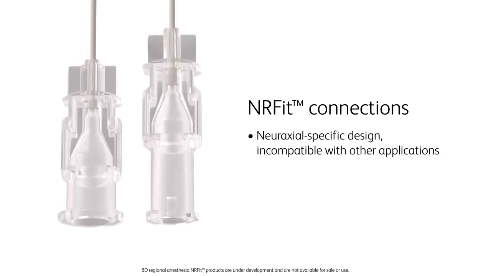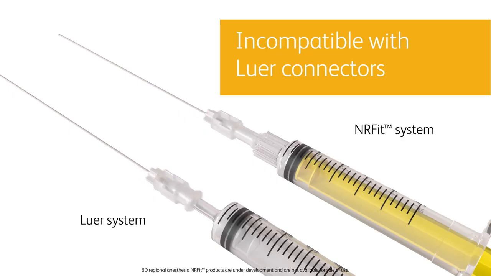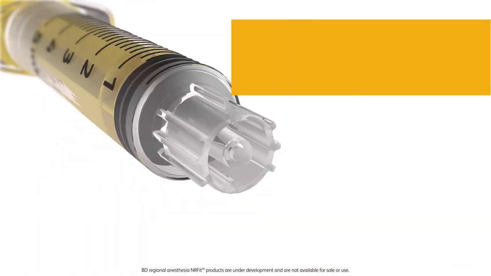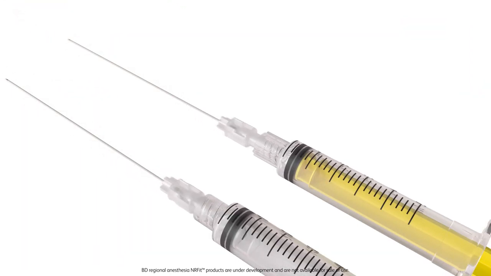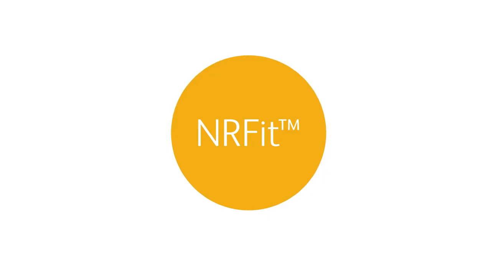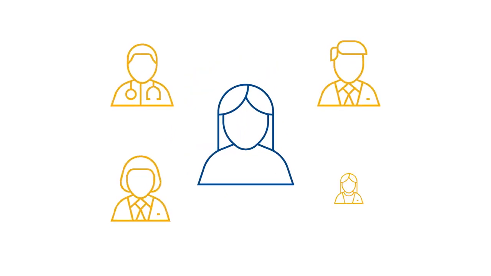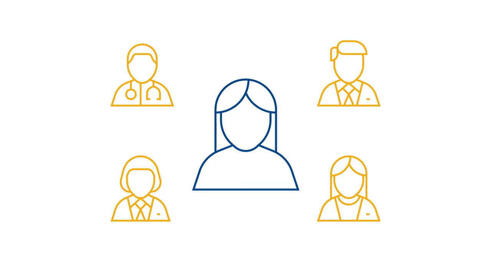Small design changes create a connector design unique to neuraxial devices that is not capable of connecting with Luer devices. One of these design changes is the addition of a collar to slip syringes. In addition, the NRFit locking connection will require an extra half rotation on average compared to traditional Luer connections. And the industry has chosen yellow color coding for NRFit devices to make them distinguishable from Luer systems. With NRFit products, care teams can work collaboratively across shifts, across departments and skill sets with a goal of minimizing misconnections and advancing patient safety.